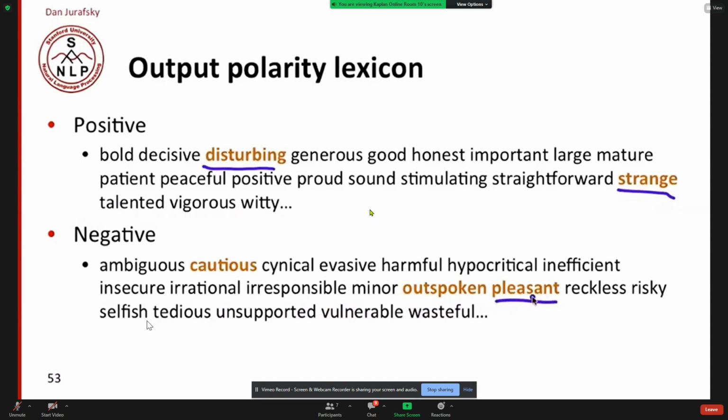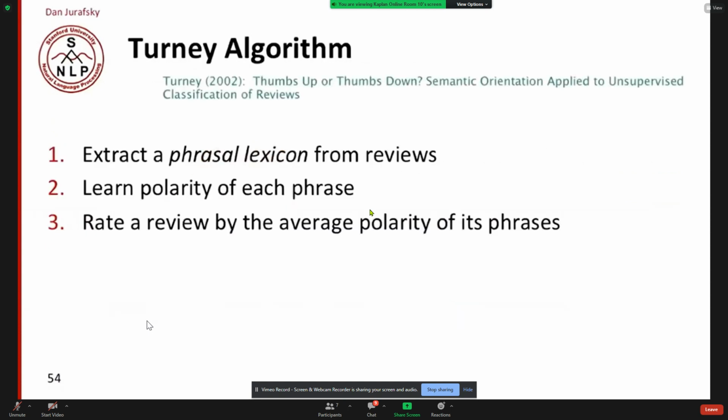Here are some of the mistakes. We have disturbing as a positive word, or strange as a positive word, or pleasant as a negative word. So of course there's going to be errors in any of these kinds of automatic semi-supervised algorithms.